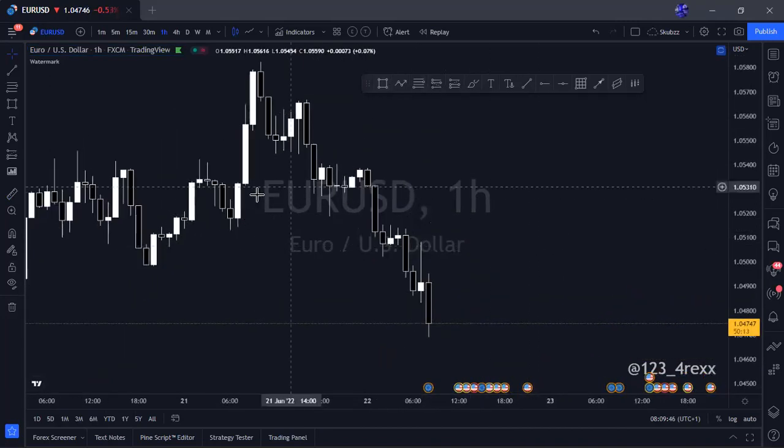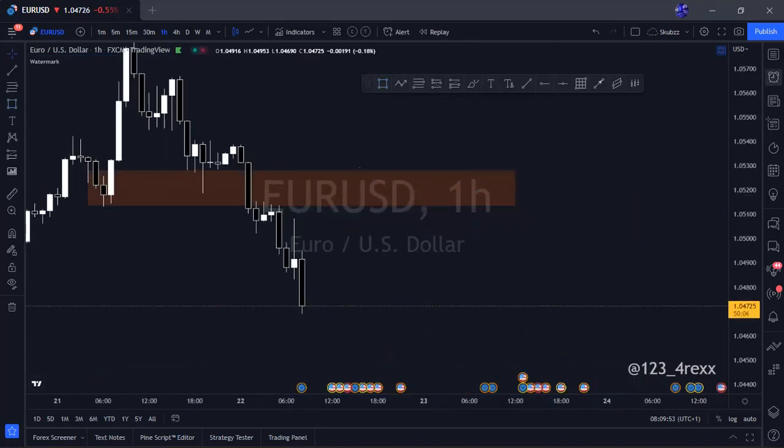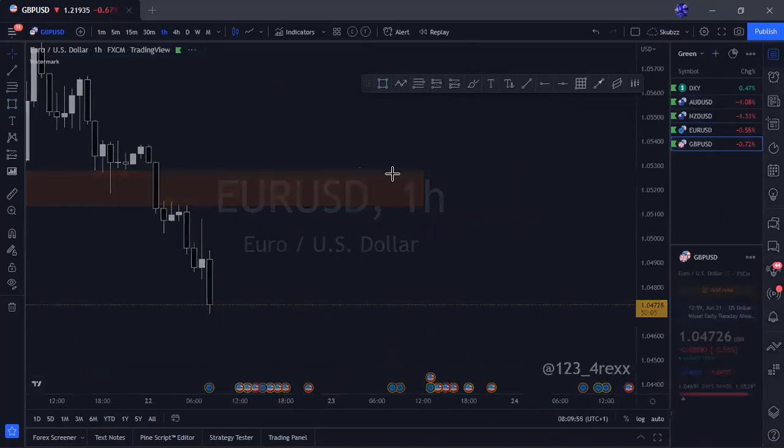But I think I'll be watching out for this area here, these areas here. I'll be watching out for these areas here. That's basically what I'll be looking out for. Then let's see GBP USD.